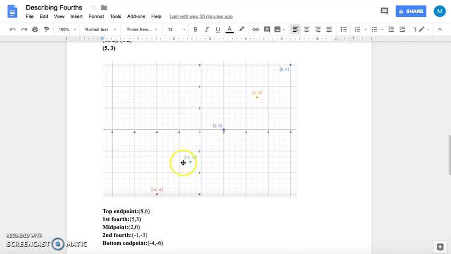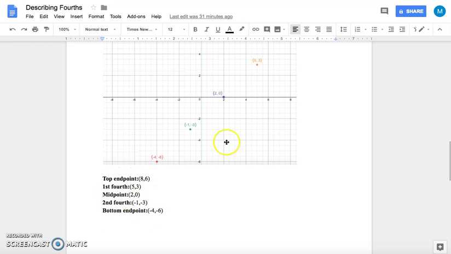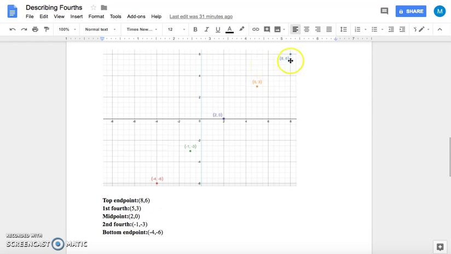And this is what it would look like all in a straight line in the Desmos graph. So my top endpoint is (8, 6), my first fourth is (5, 3), the midpoint (2, 0), second fourth (-1, -3), and bottom endpoint (-4, -6).